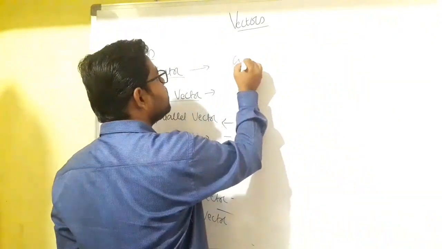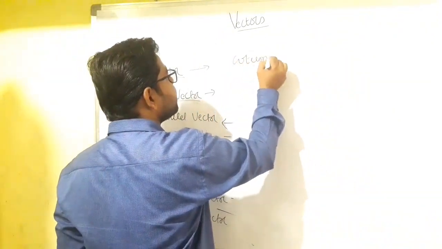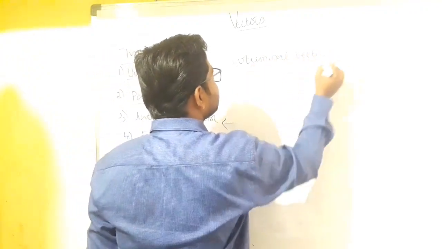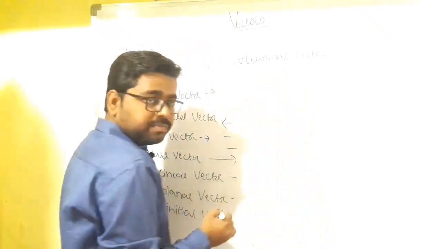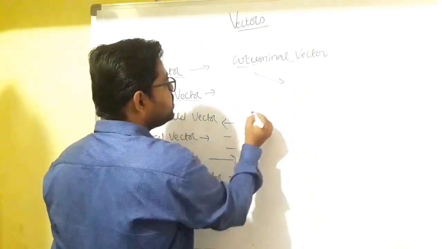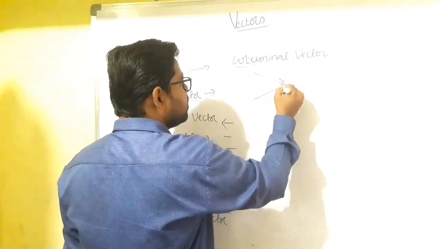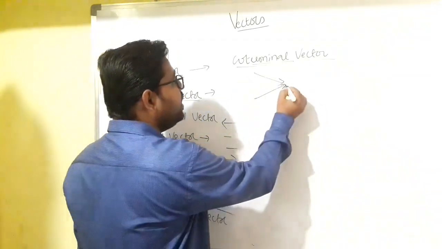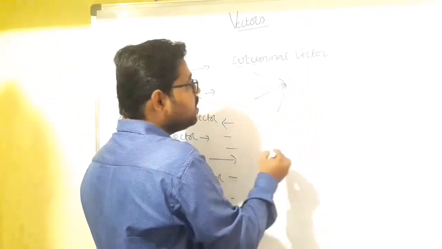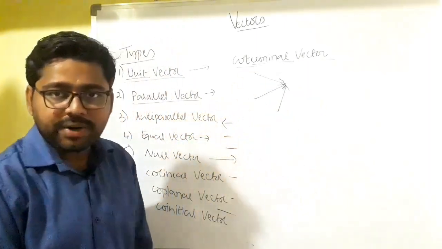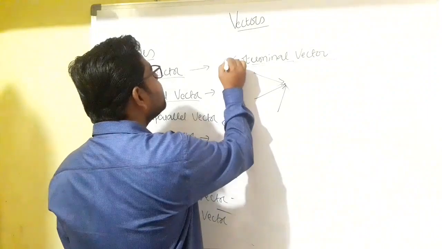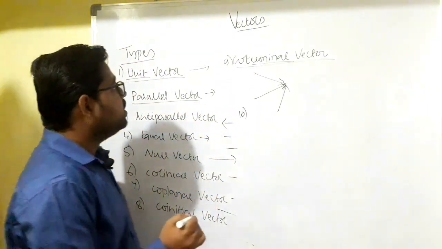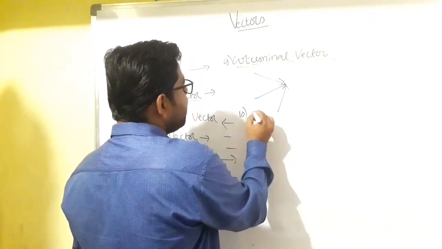The next one is co-terminal vector. Co-terminal vector, the word itself says it: the terminal point is the same. Maybe one vector is coming from this direction, another coming from this direction, another coming from this direction. But in all the three, the ending point is the same only. So such vectors are called co-terminal vectors. Next is initial, terminal, over. Then axial vector.